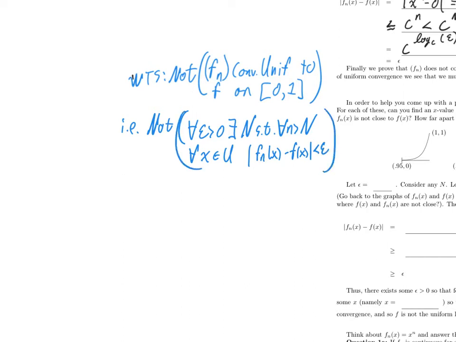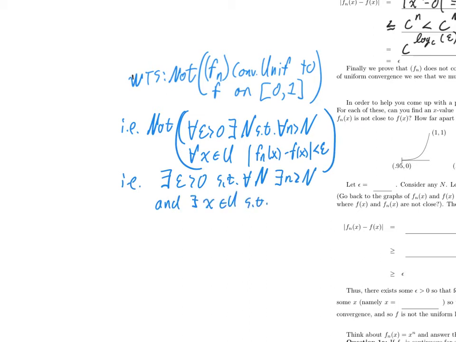It's easy to negate though, i.e., we need to prove there exists an epsilon bigger than 0. So we get to come up with an epsilon, but that epsilon doesn't depend on anything. It will be a constant. There exists an epsilon bigger than 0 such that for all big N, there exists a little n bigger than big N, and there exists an x in U such that the negation of that conclusion, such that this inequality does not happen. Absolute value of f sub n of x minus f of x is bigger than or equal to epsilon.